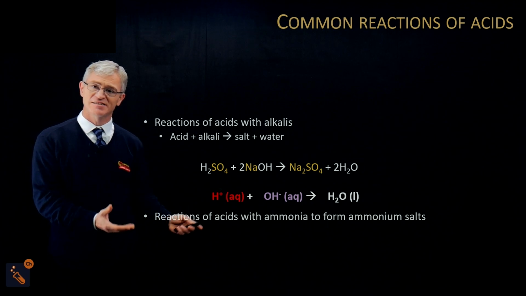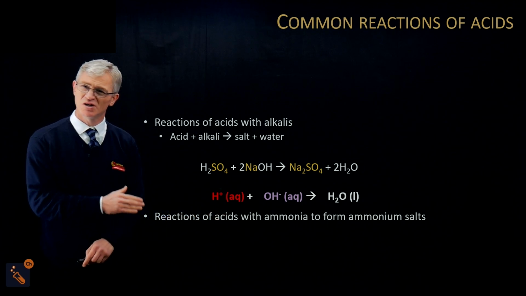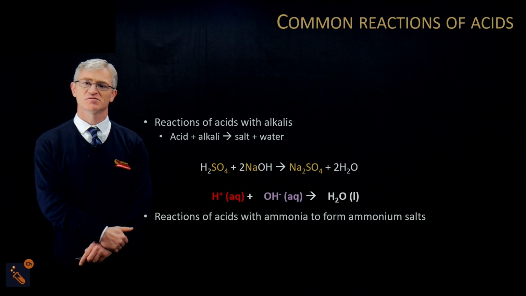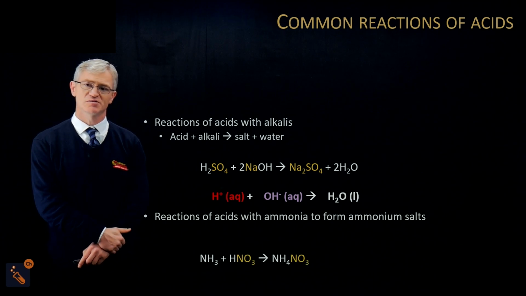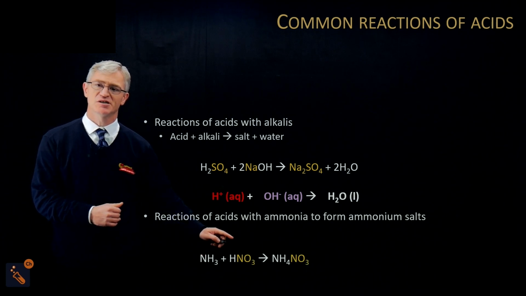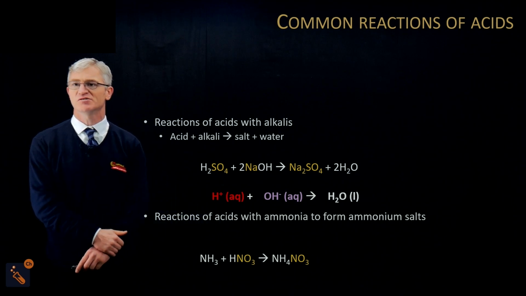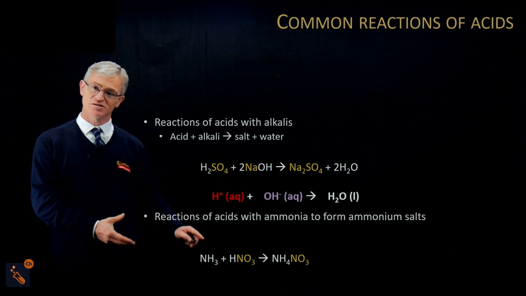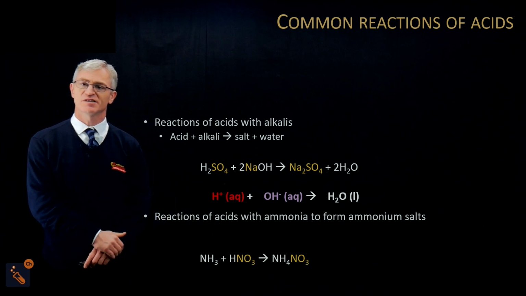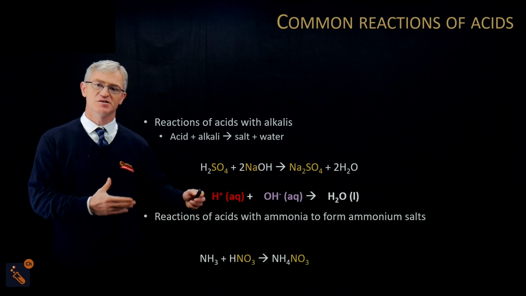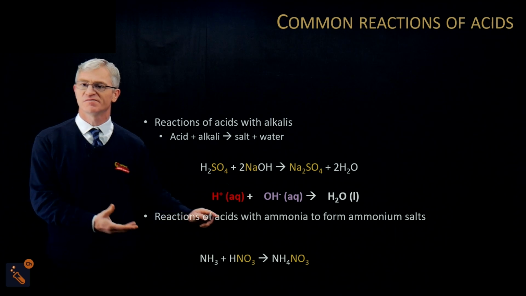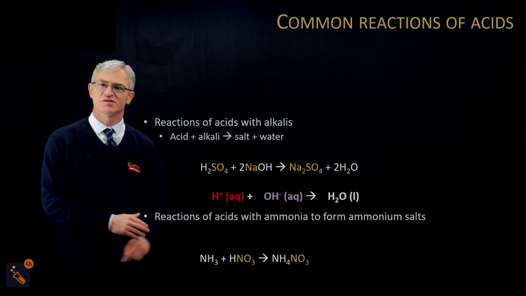Another reminder is just for acids with ammonia to form ammonium salts. You'll do a lot of this in the organic section of the course where you make ammonium salts, but we'll do a simple one here with ammonia plus nitric acid goes to ammonium nitrate. Again, if you want to practice this, just use ammonia and write out sulfuric acid and try and do ammonium sulfate, or you can do it with phosphoric acid, you can do it with hydrochloric acid.